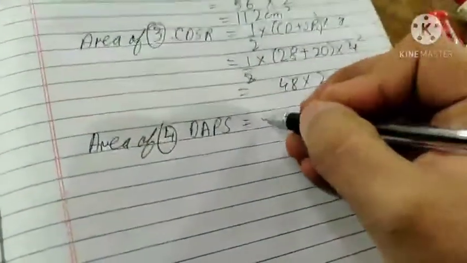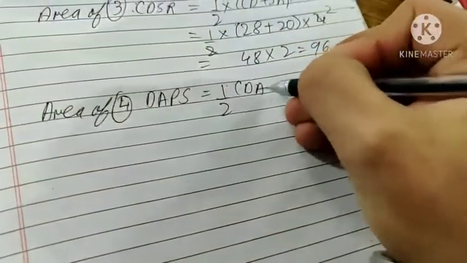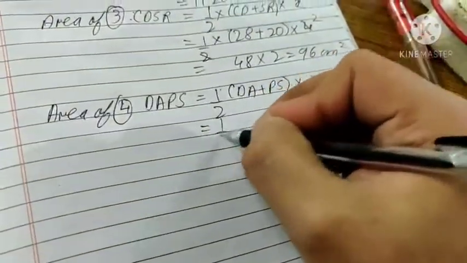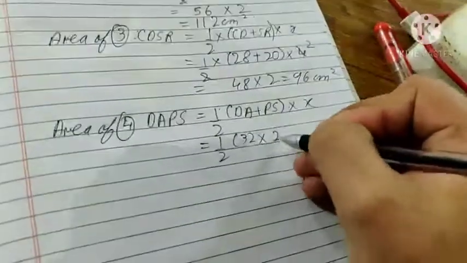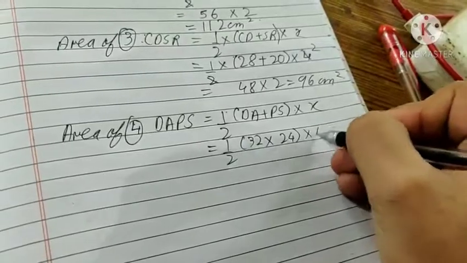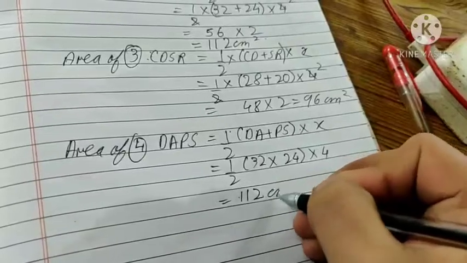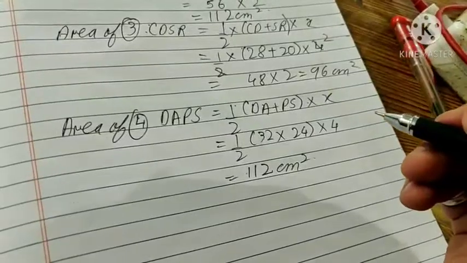So here the parallel sides, this is also a trapezium. DA and PS are the parallel sides. The height between them is x. So DA plus PS, and the distance between them is x. So half into DA here is 32, PS here is 24, into 4, it will come out to be 112 centimeter square. Okay, this is the area of DAPS.